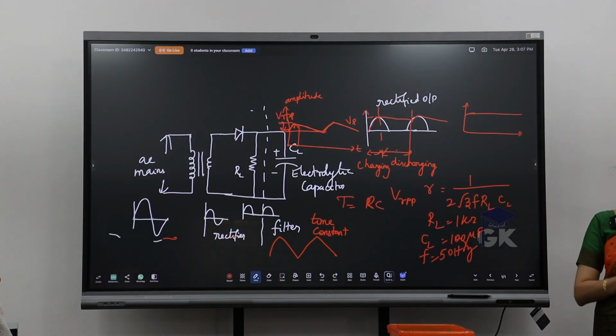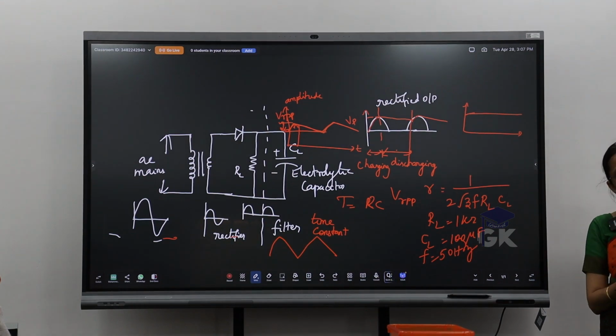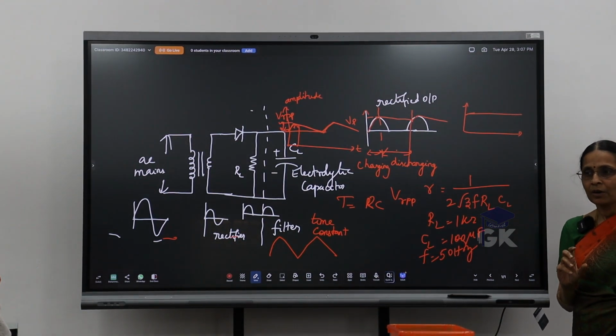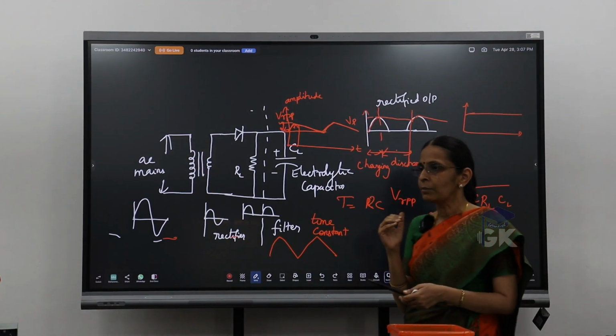If I'm increasing my capacitance, load capacitance, there is a decrease in the ripple factor. So that is what we are going to tabulate now. We are going to have two different tables.